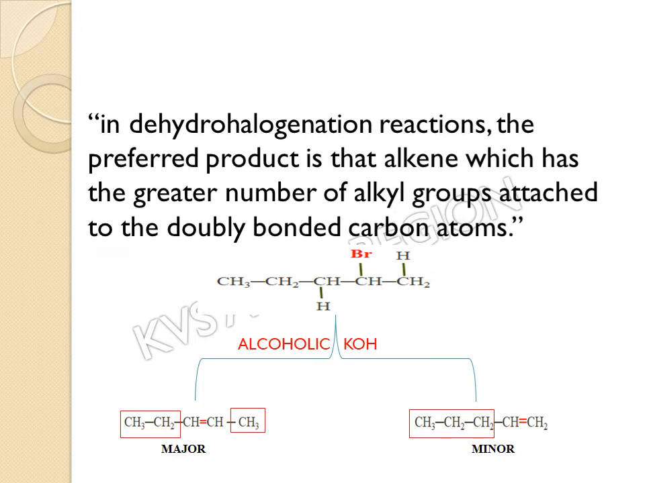Because in a dehydrohalogenation reaction, the preferred product is that alkene which has the greater number of alkyl groups attached to the doubly bonded carbon atom, and this is known as the Zaitsev rule. So according to the Zaitsev rule, if there are two beta hydrogens and elimination takes place, then the alkene having the maximum number of alkyl groups attached to the doubly bonded carbon is the major product.